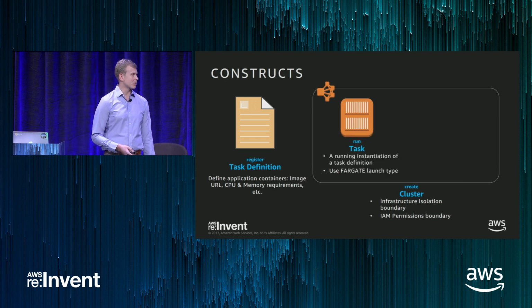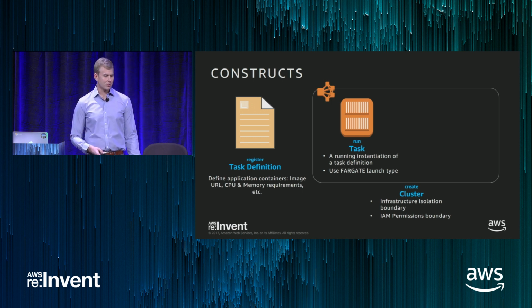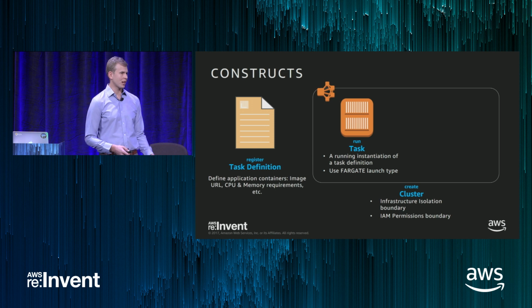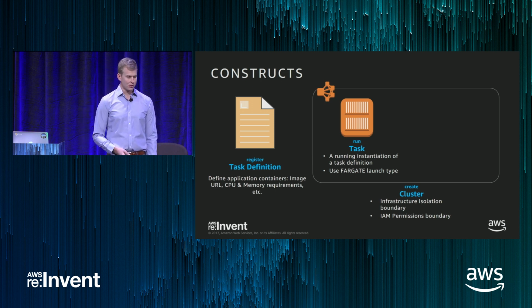Next, we have the task, which is simply an instantiation of your task definition. Once you launch, you may override parameters in the task definition, as well as specify runtime-specific parameters. And it is here that you're going to specify Fargate as your launch type in order to make use of Fargate.